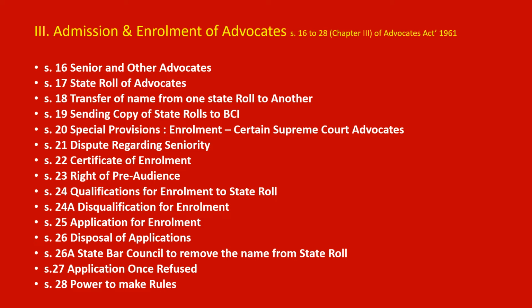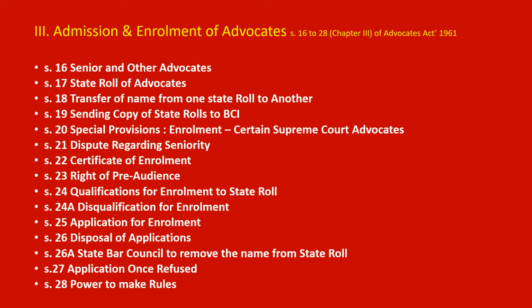Now, section 22 talks about the requirement of a certificate of enrollment. It is very clear that the person who is enrolled in a particular bar council will receive a certificate of enrollment. And subsection 2 of this section 22 says that such a person shall notify any change in his permanent address to the State Bar Council within 90 days of such change. So this is about the certificate of enrollment.